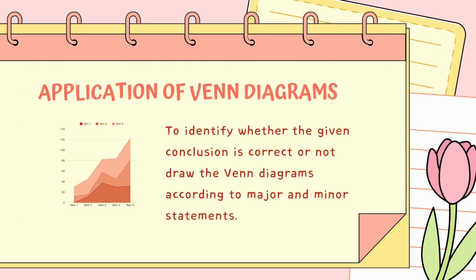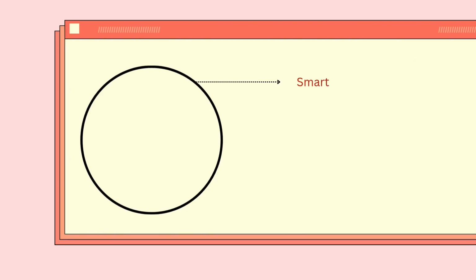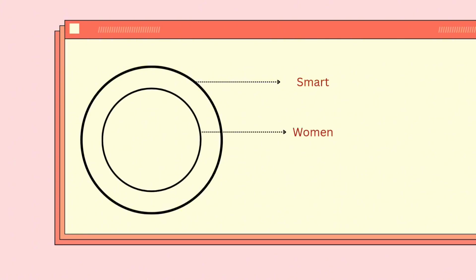So for the solution, application of Venn diagram. To identify whether the given conclusion is correct or not, draw the Venn diagrams according to the major and minor statements. This is how you can draw the Venn diagram. First, you can draw a big circle for the smart. It represents the smart. And then, another circle inside that smart represents the women.